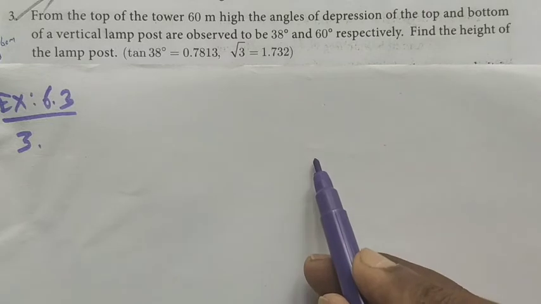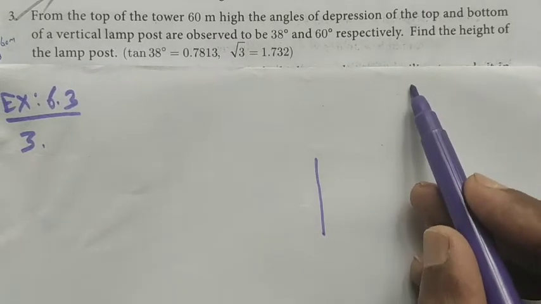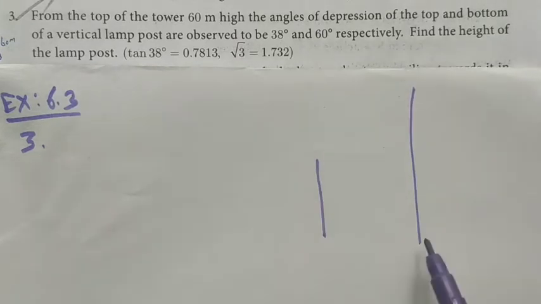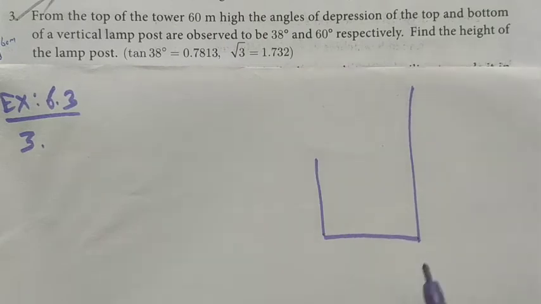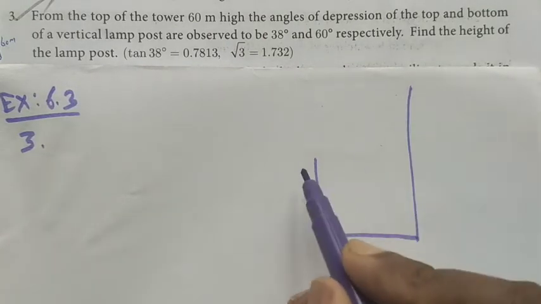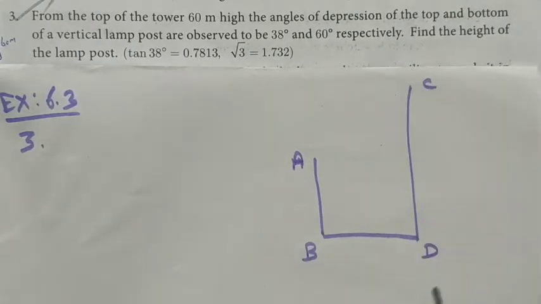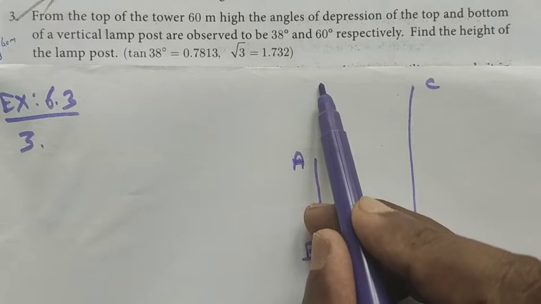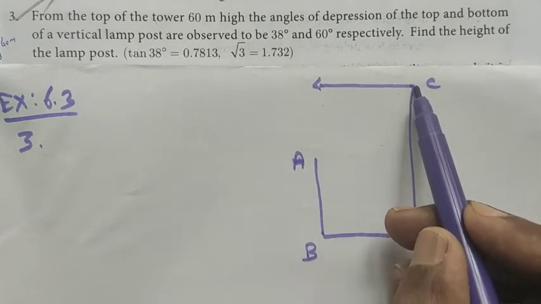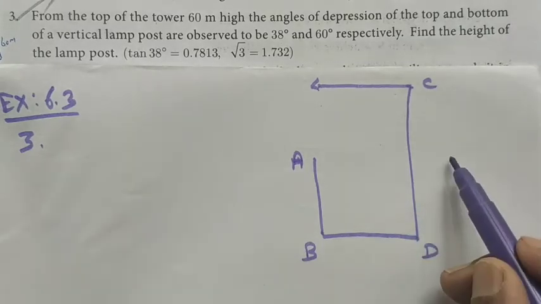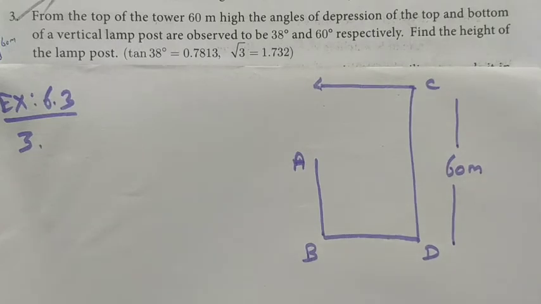So here we have the lamp post. The tower is the tallest one because the angle of depression is from the tower. Let me take it as A, B and then C, D. The angle of depression means the angle below the horizontal line. The total height of the tower is 60 meter.